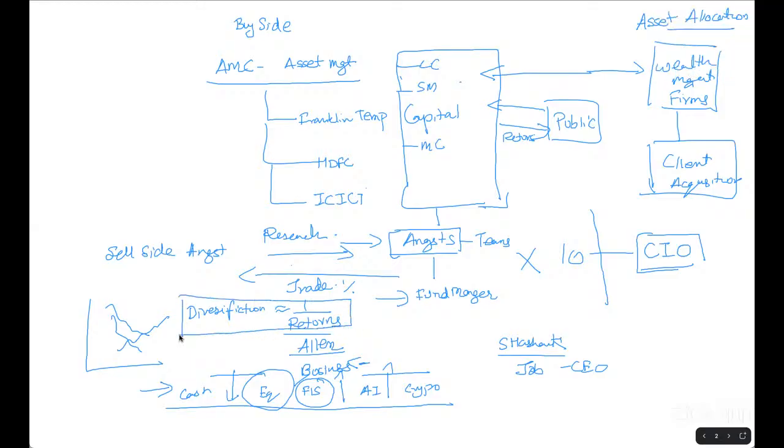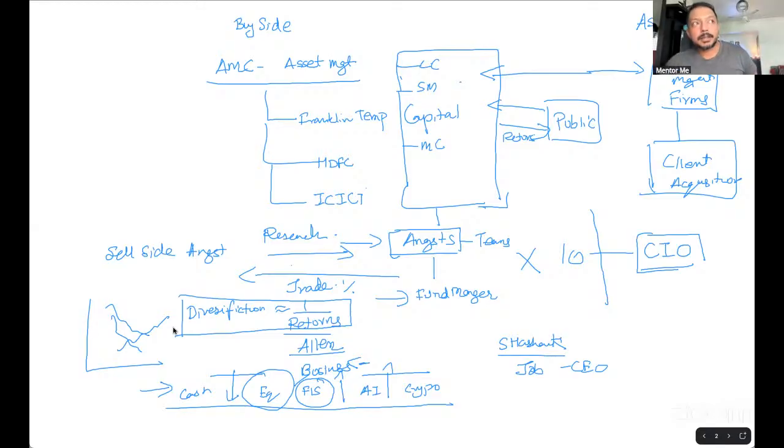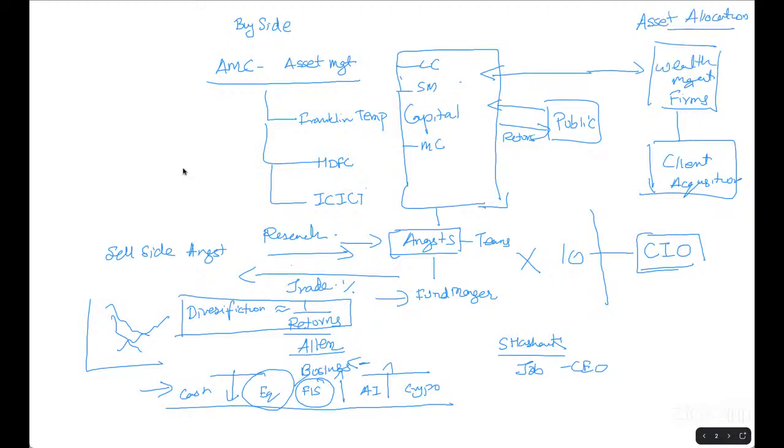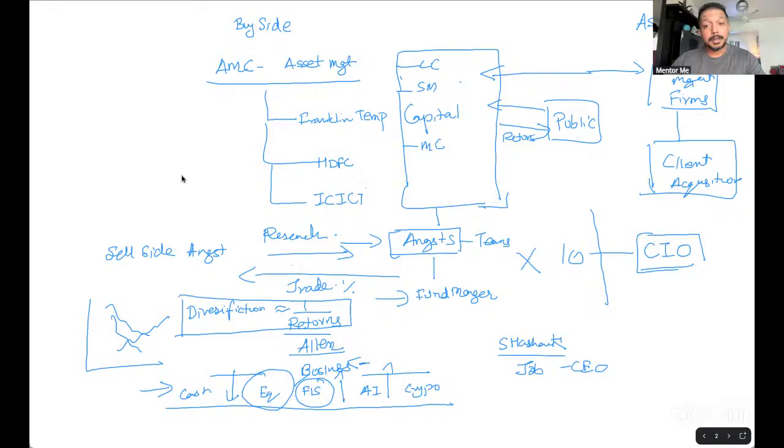Diversification is equal to an inverse of returns, first. Why are you diversifying? Because you want to lower the risk. If you're lowering the risk, you'll lower the returns. But you're trying to lower it in a highest risk-adjusted way. That is why we talk about highest.